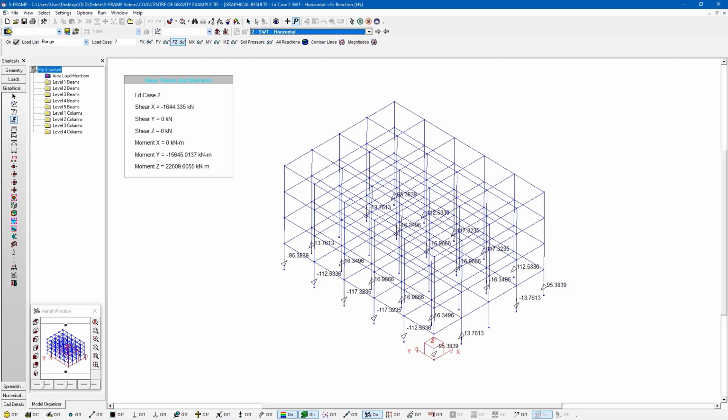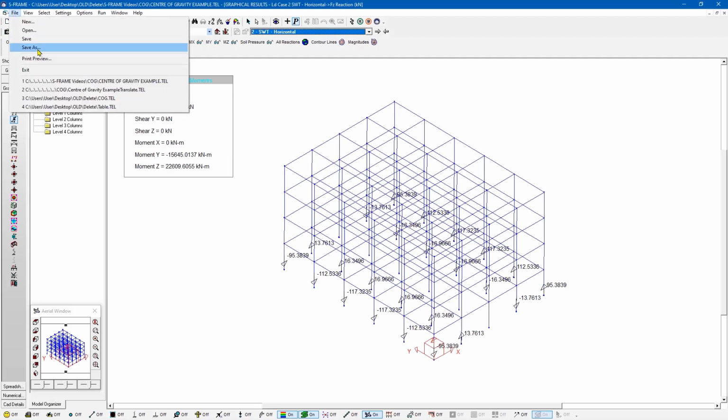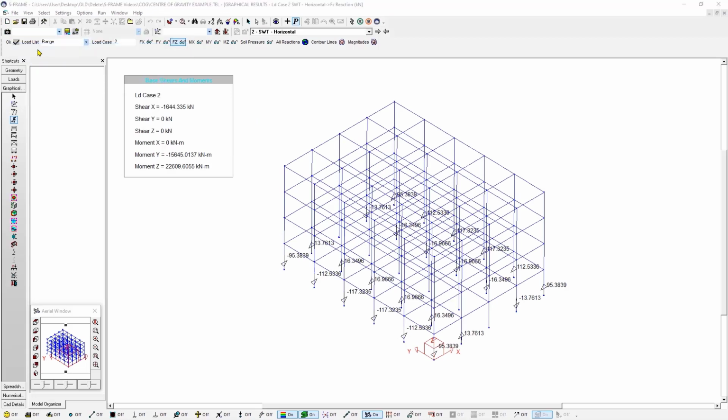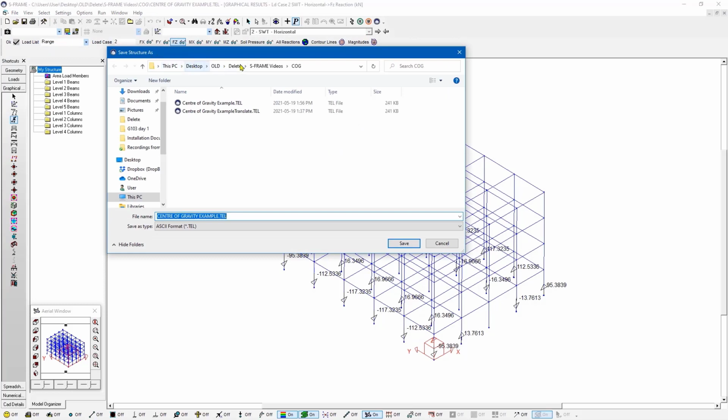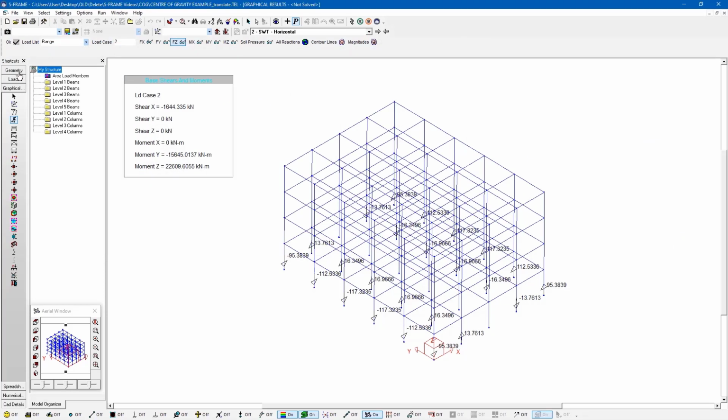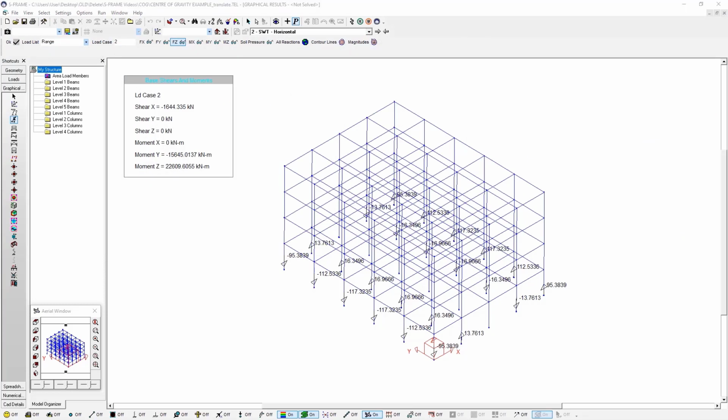So with this model here, I'm just going to save it as a new copy, just to help me verify that what I calculated was correct. And I'm just going to move it. I'm going to translate this model so that the location of the center of gravity is coinciding with the origin of this global coordinate system.